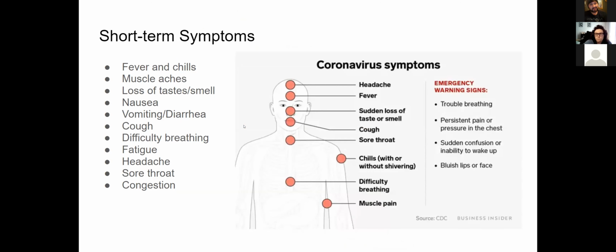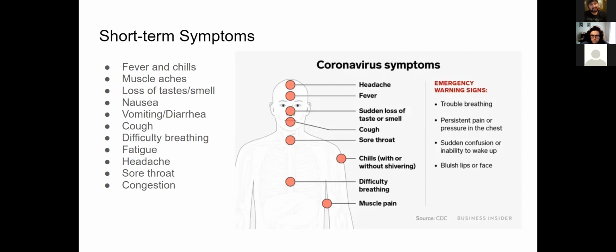There are a couple of short-term symptoms that are maybe not always shown, but sometimes shown, and you can get any number of variations on this. And there's a good figure on a localization of these different symptoms with headaches, fevers, sudden loss of taste or smell, coughs, sore throats, chills with or without shivering, difficulties with breathing, and muscle pain.